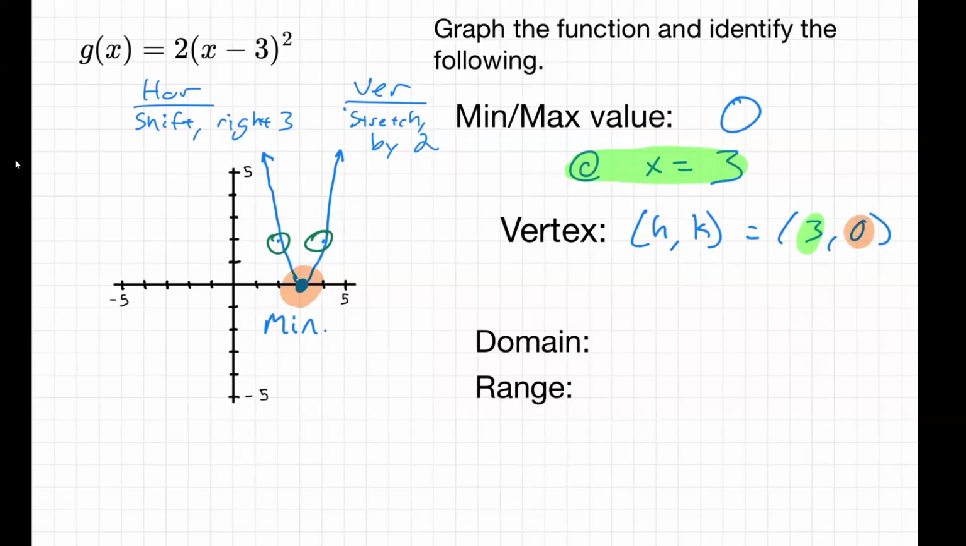Now, if I write my ordered pair correctly, right? H comma K is going to represent our vertex, which means what does H equal? Which is our X value, right? And then K equals our Y value, which would be 0.